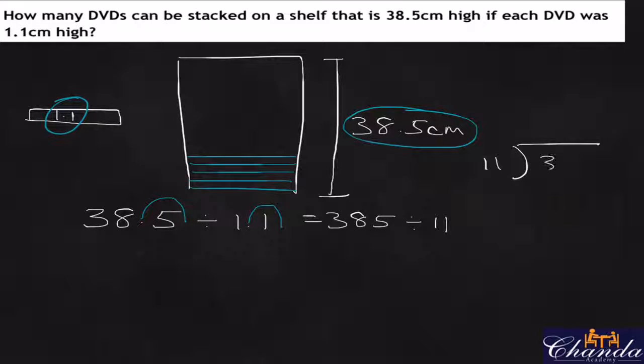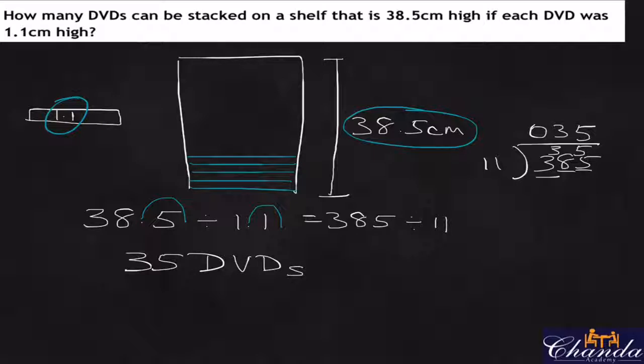Doing this in the corner here, we have 11 goes into 3 0 times with a carry of 3. 11 goes into 38 3 times with a carry of 5. And 11 goes into 55 5 times. So 35 DVDs can fit into the shelf there.